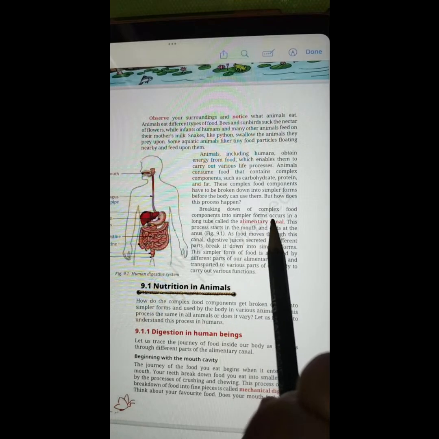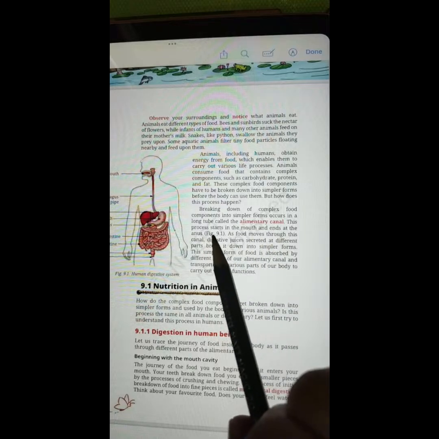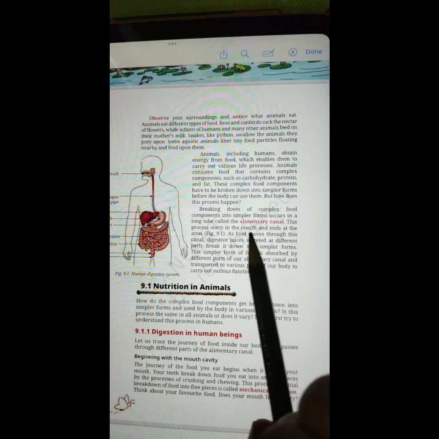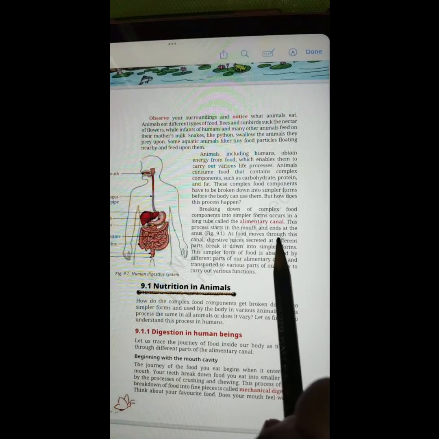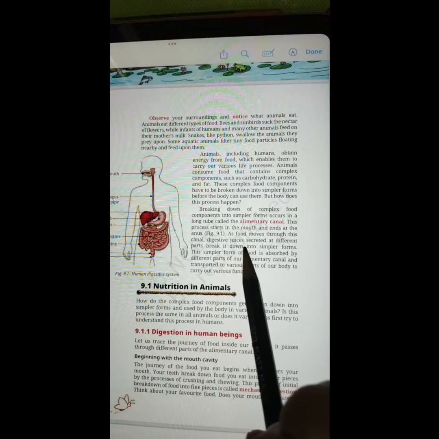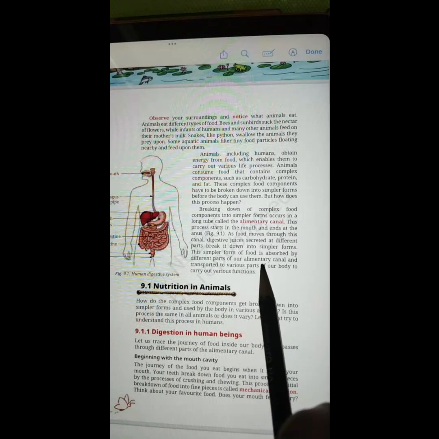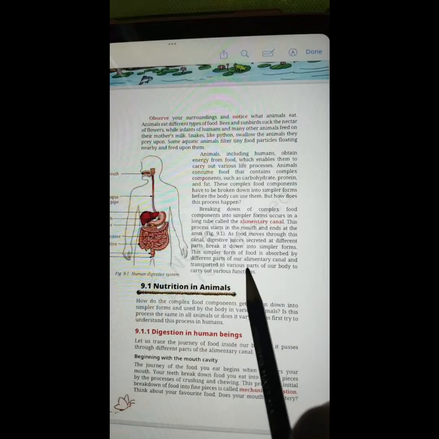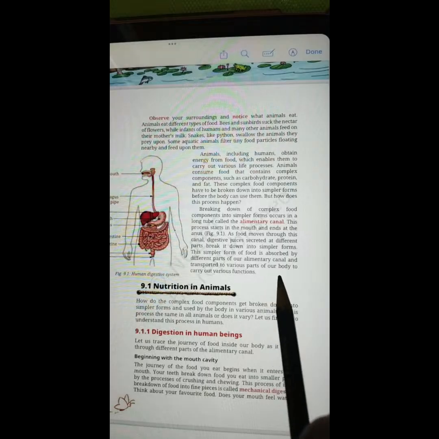Breaking down of complex food components into simpler forms occurs in a long tube called the alimentary canal. This process starts in the mouth and ends at the anus. As food moves through this canal, digestive juices secreted at different parts break it down into simpler forms. This simpler form of food is absorbed by different parts of our alimentary canal and transported to various parts of our body to carry out various functions.